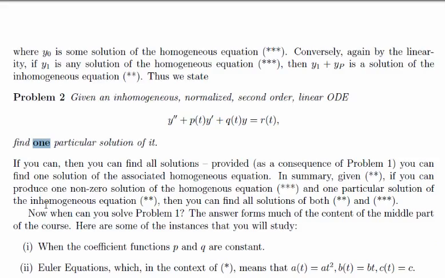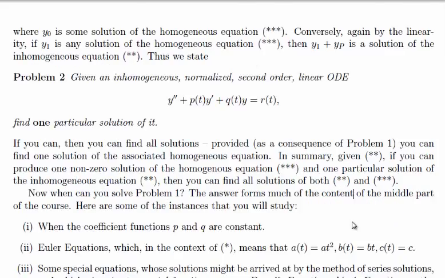So we can now summarize. If you can, then you can find all solutions, provided, as a consequence of problem 1, that you can find one solution of the associated homogeneous equation. In summary, given an inhomogeneous equation, if you can produce one non-zero solution of the homogeneous equation and one particular solution of the inhomogeneous equation, then you can find all solutions of both equations.